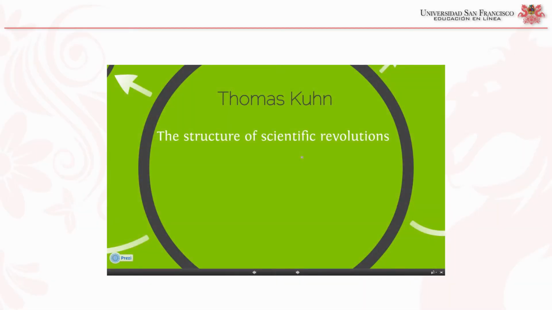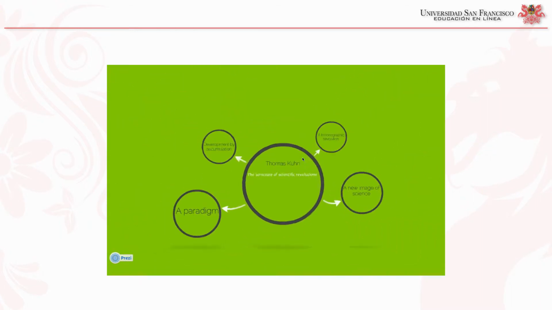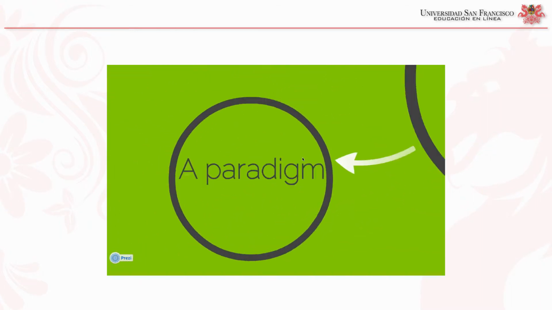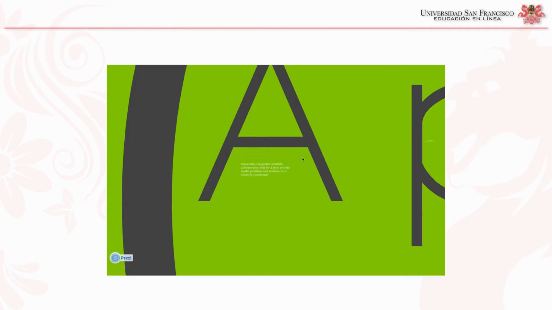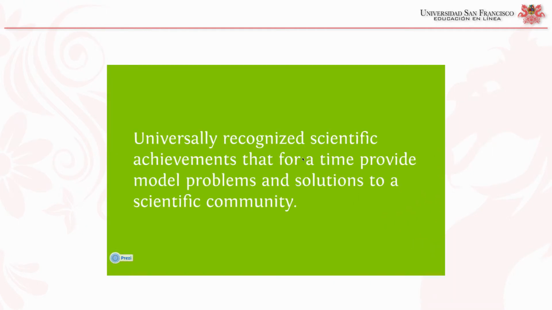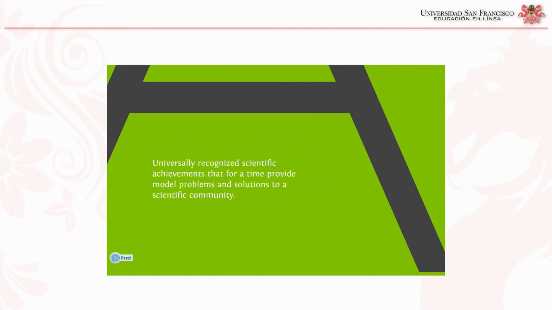Today we will discuss Thomas Kuhn's 1962 book, The Structure of Scientific Revolutions. The central concept that Kuhn puts forward is the idea of a paradigm. He defines this term as universally recognized scientific achievements that for a time provide a model, problems, and solutions to a scientific community. To understand a paradigm, four key elements should be present.